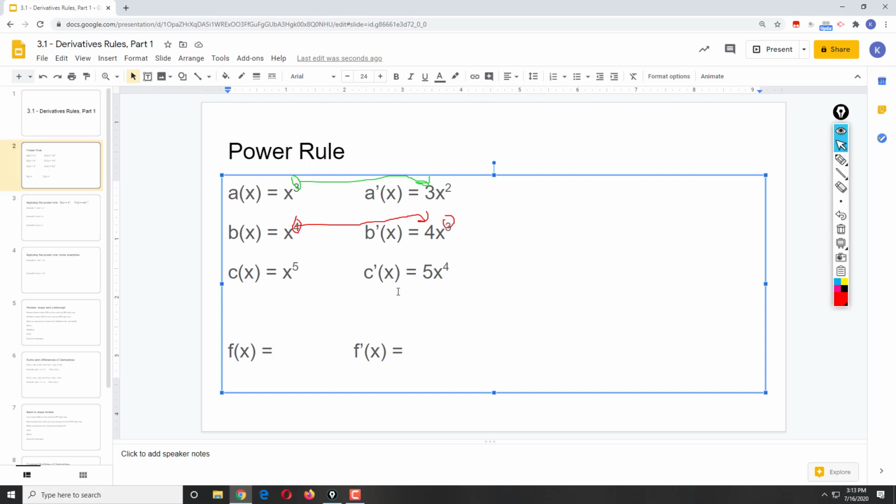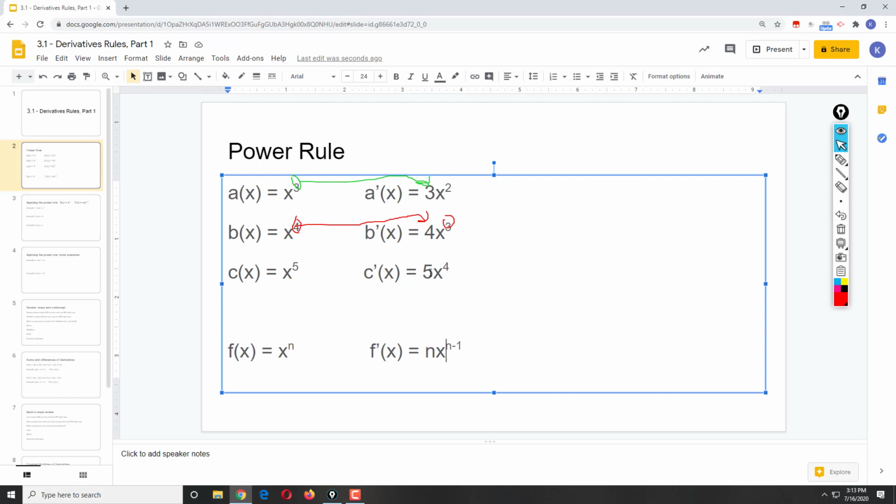We can generalize this. So for x to any power, to the nth power, the n is going to come out front, and then the power is going to be n minus 1. So if f of x equals x to the n power, f prime of x is nx to the n minus 1 power.